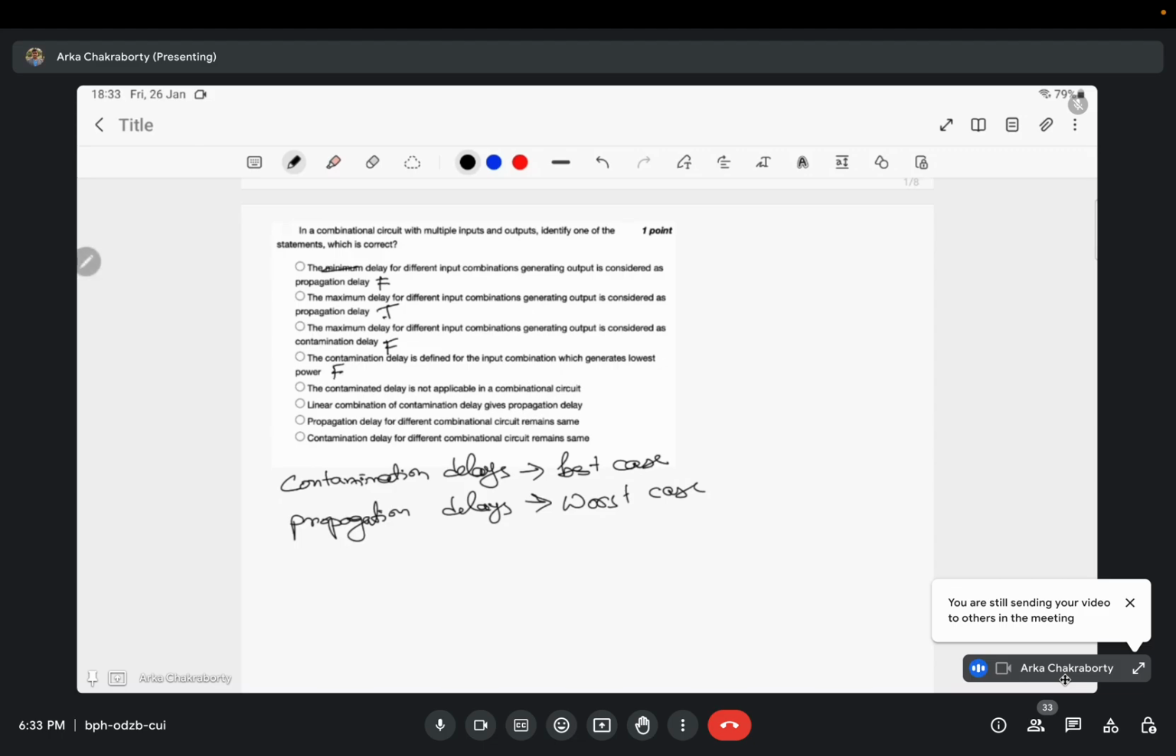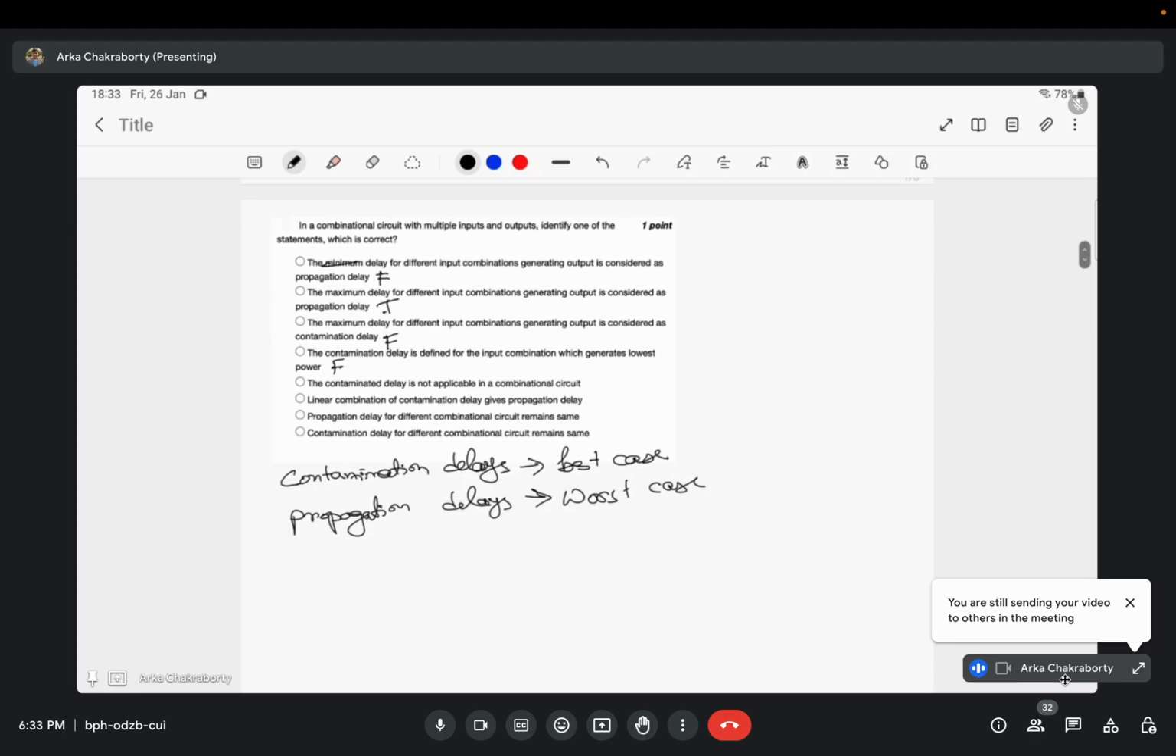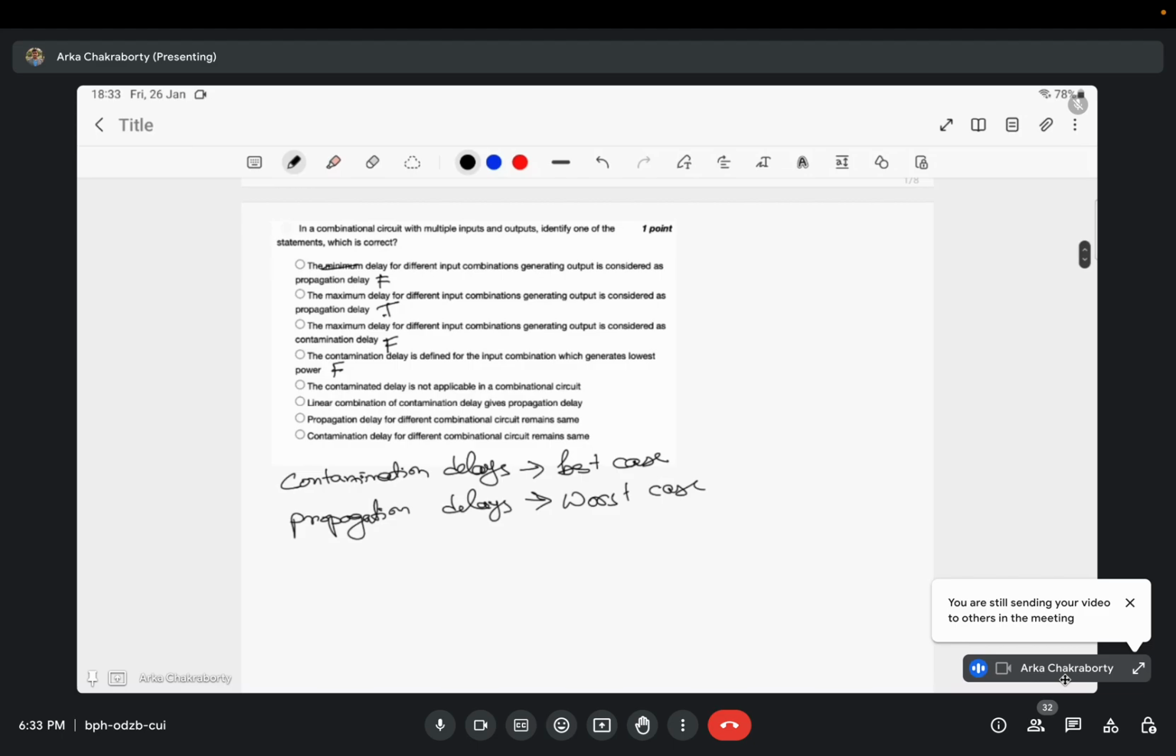The fifth point is that contamination delay is not applicable in combinational circuits. No, it is applicable in both combinational and sequential circuits, though their origins are different. Contamination delay and propagation delay are present in both. You might have heard terms called setup time and hold time. Contamination delay and propagation delay are the defining factors in setup and hold time. How they are generated, we'll be seeing in the subsequent lectures. But for now, just remember this mnemonic, and you can easily solve these kinds of questions.